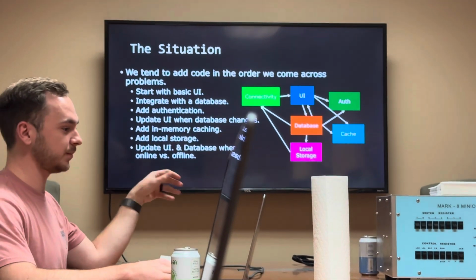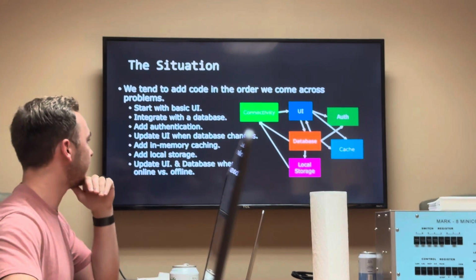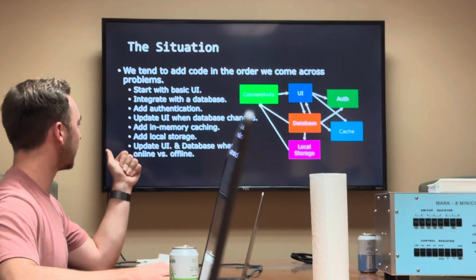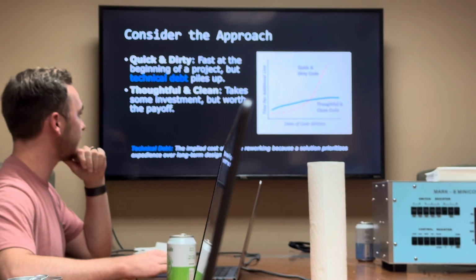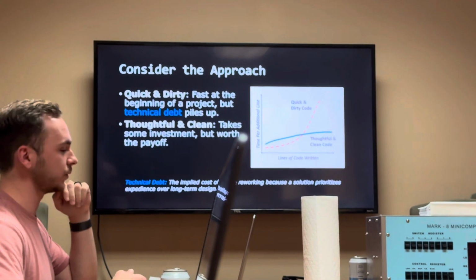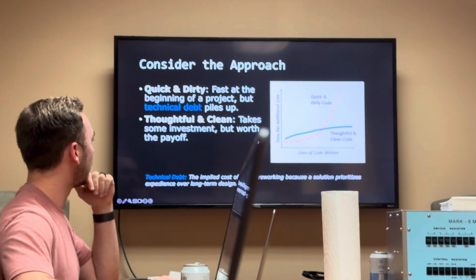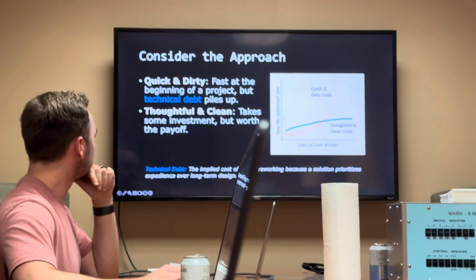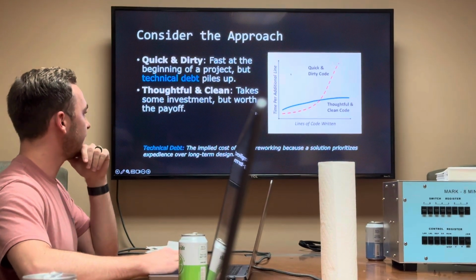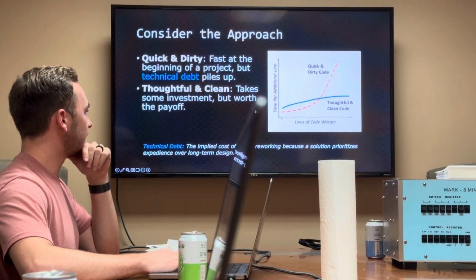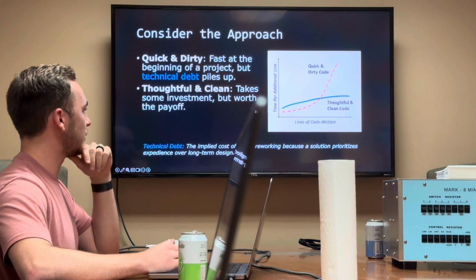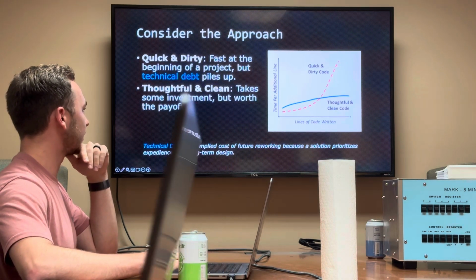For actual programs, you would have a much more complex web if you add code in the order that you come across problems. And so we need to think about the approach that we take in regards to code architecture. So you guys can see my mouse. On the right here, we have a little diagram, and we can see how the axis over here is the lines of code written, and here is the time per additional line.